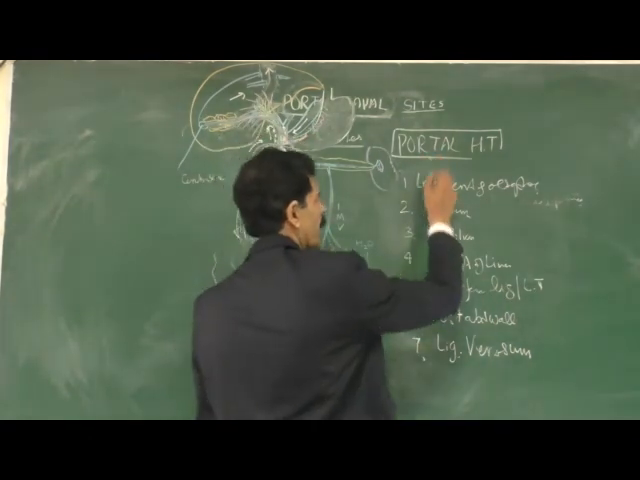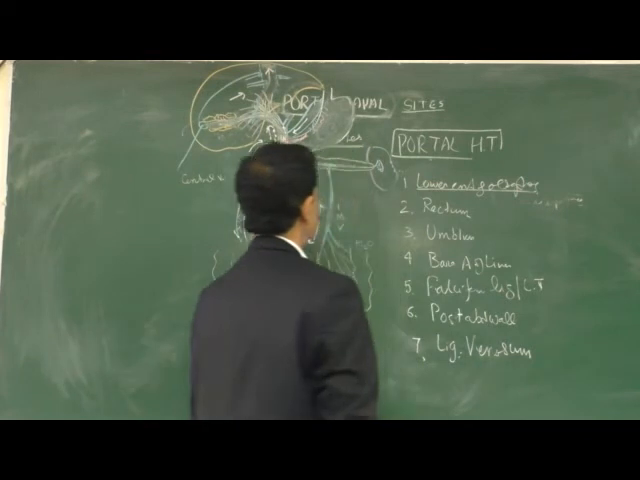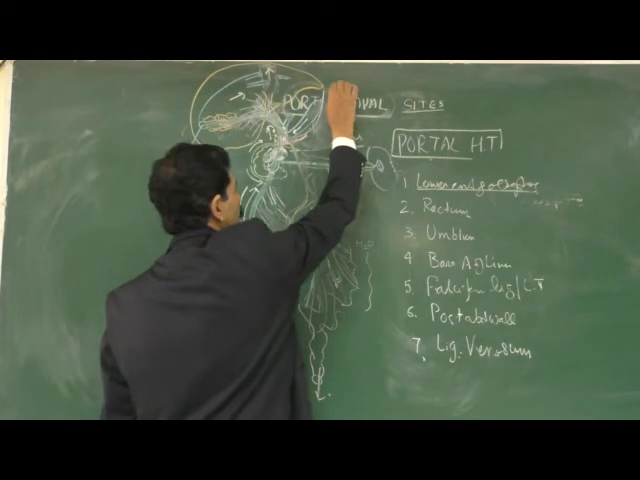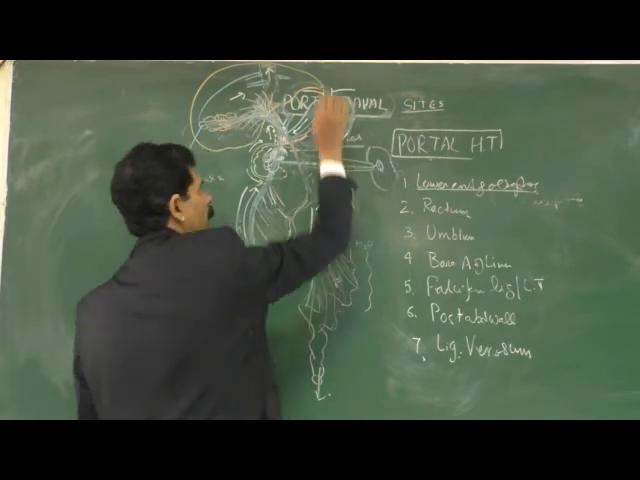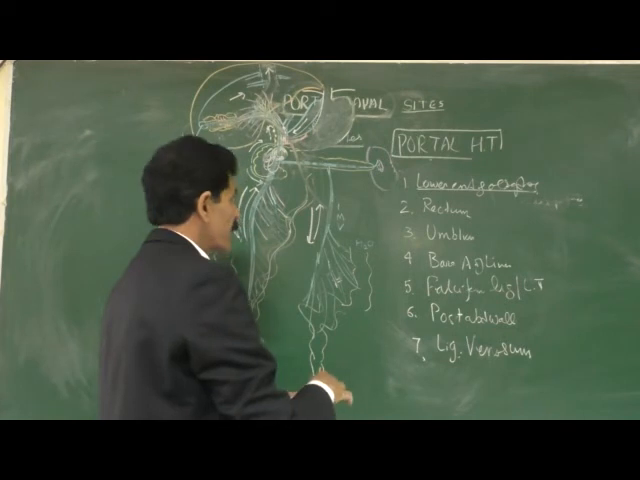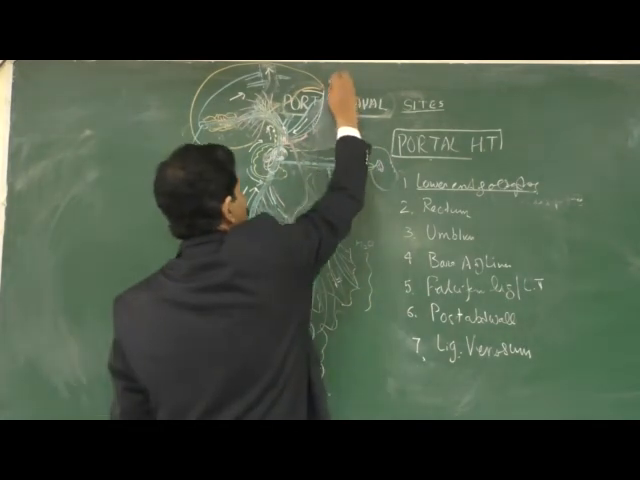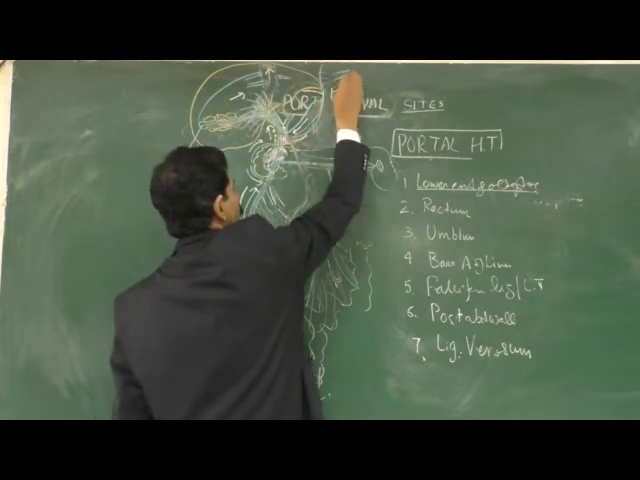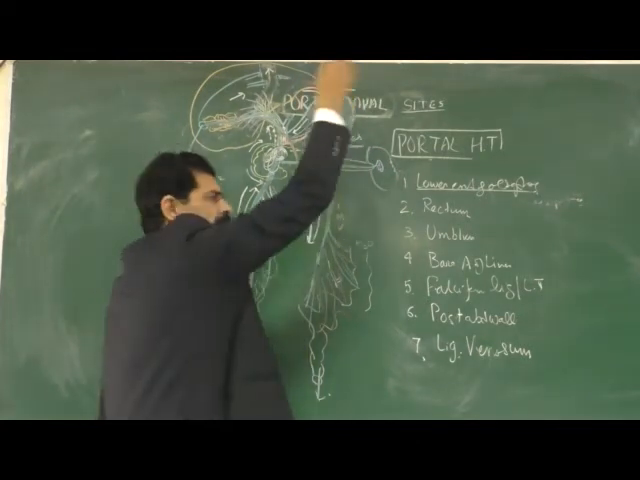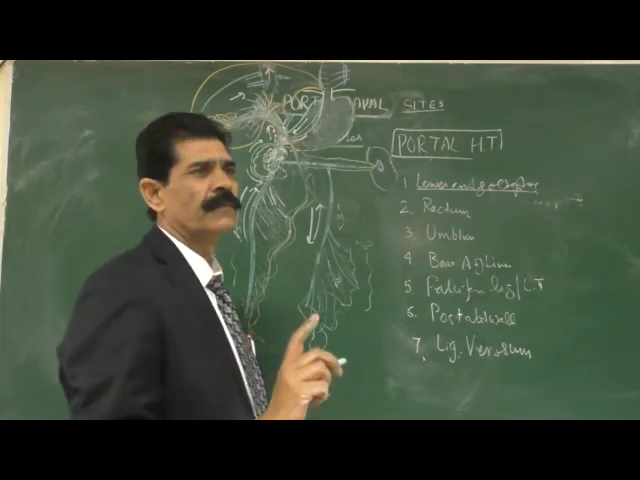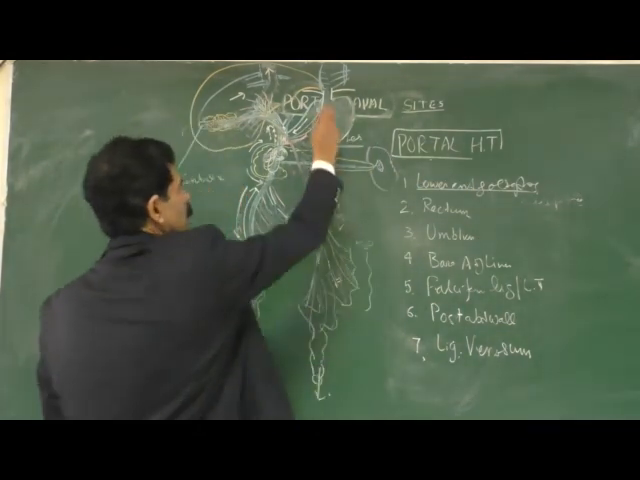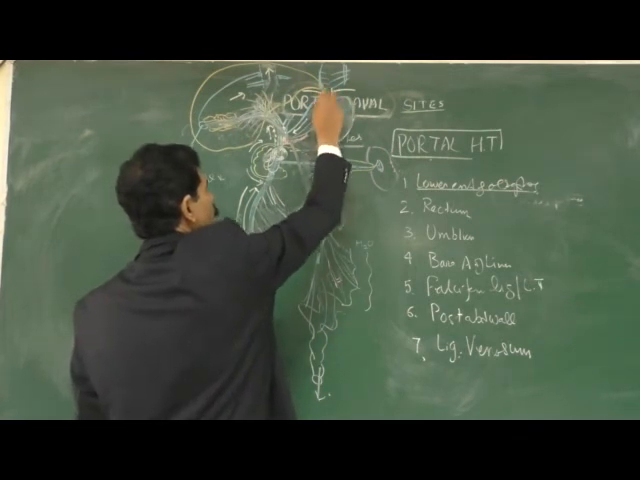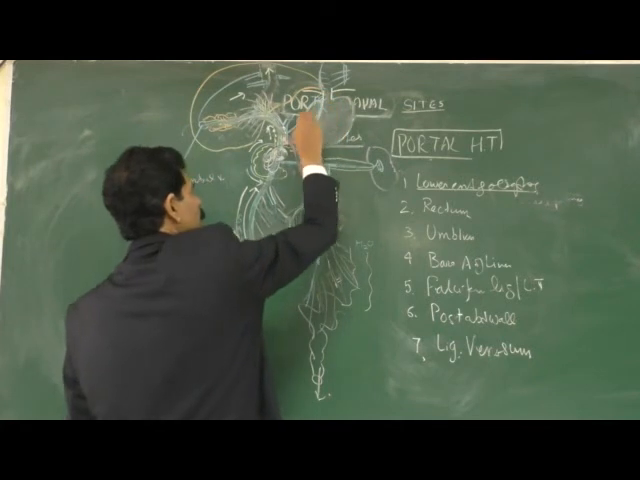What is happening in portal hypertension to the lower end of the esophagus? We know the lower end of the esophagus has an intrathoracic as well as an intra-abdominal part. The part which is intrathoracic is drained by the intercostal veins, and they form the azygos and hemiazygos system of veins. Ultimately, this azygos vein opens into the superior vena cava. This is normal. And the abdominal part of the esophagus is drained by the tributaries of the left gastric vein into the portal vein.